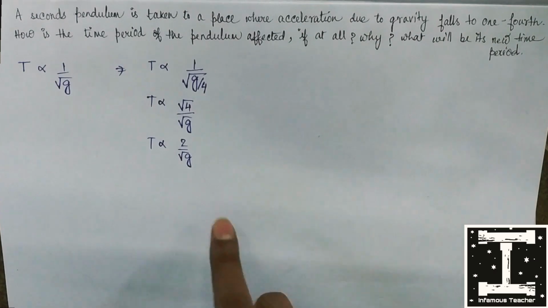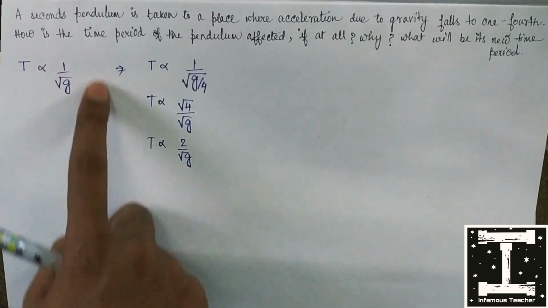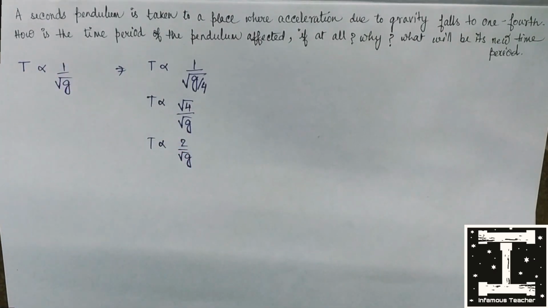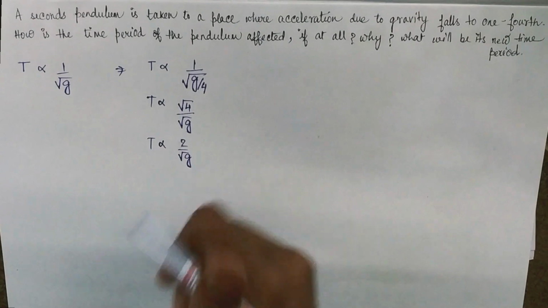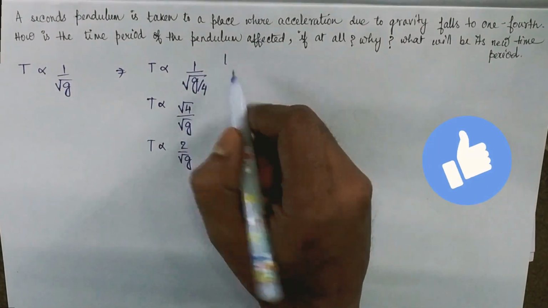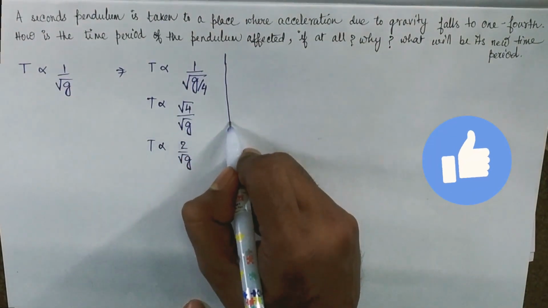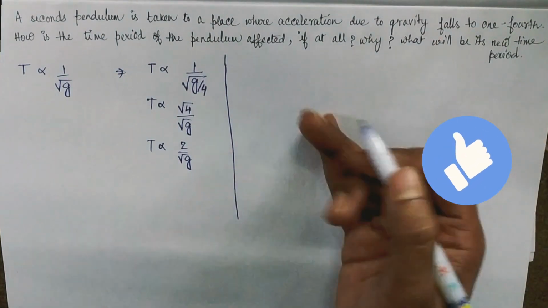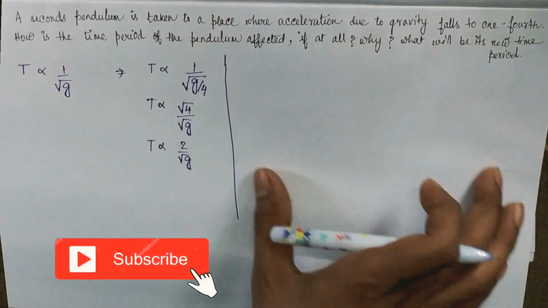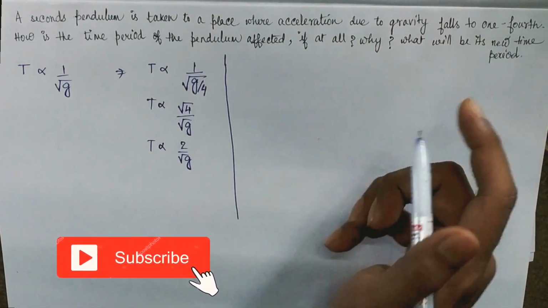As you all can see, previously it was 1 by root g, now it has become 2 by root g. So the time period is becoming twice that of the previous time period. Now see, those who are seeing this sum from the competitive viewpoint, all of you follow this process. Now for those who are studying in school, I will do the process on the basis of numerical calculation.